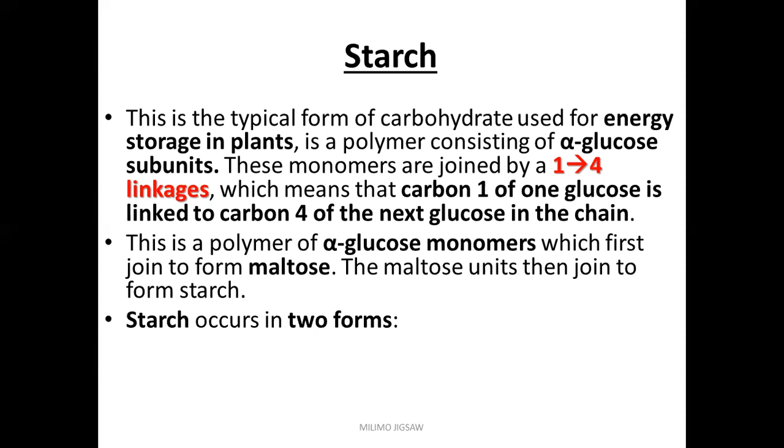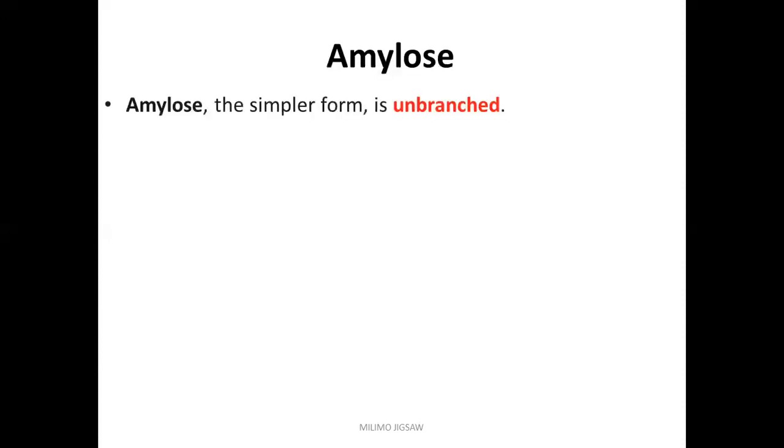So when you look at starch, starch occurs in two forms. So we have amylose and amylopectin. These are the two forms of starch. When you look at amylose, this form of starch is unbranched. So take note that amylose is unbranched.